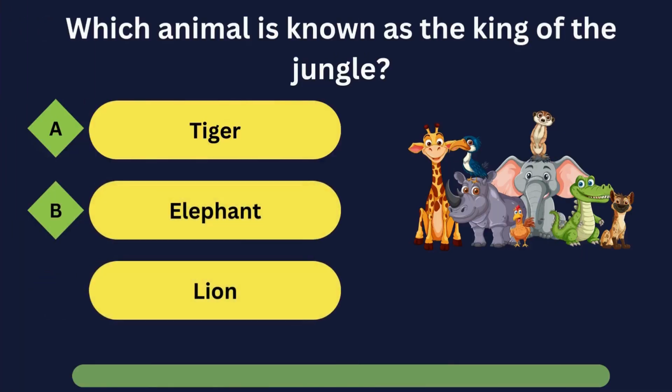Which animal is known as the king of the jungle? A. Tiger. B. Elephant. C. Lion.